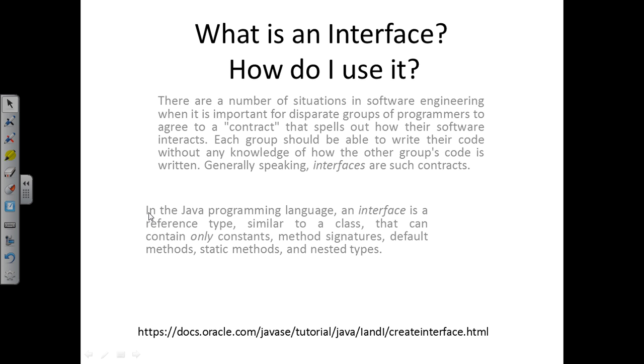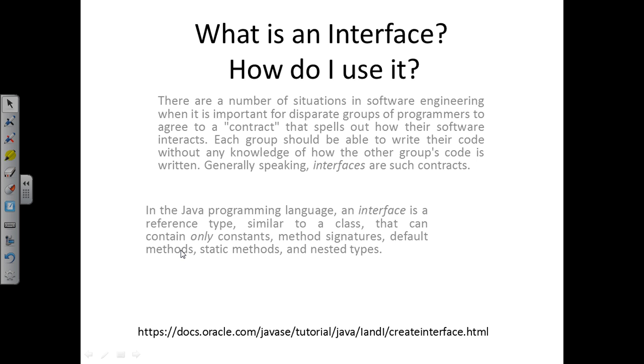Here's the technical definition. In the Java programming language, an interface is a reference type, similar to a class, that can contain only constants, method signatures, default methods, static methods, and nested types. Okay, so some of that makes some sense, sort of in a vague way, right? It's similar to a class, but it can't contain all the things that a class can contain. It can have constants. It can have method signatures. That's to say that you can declare methods, but you cannot give the method a body, nothing inside the squiggly brackets.